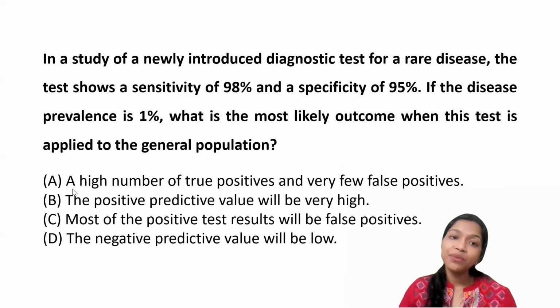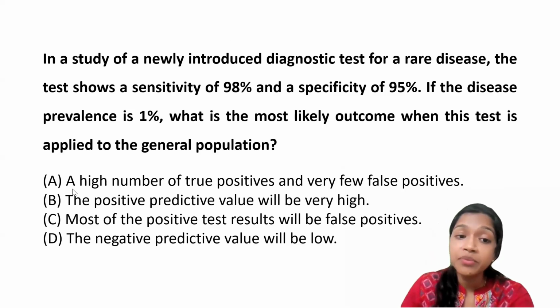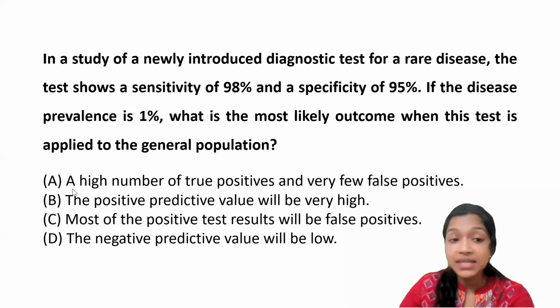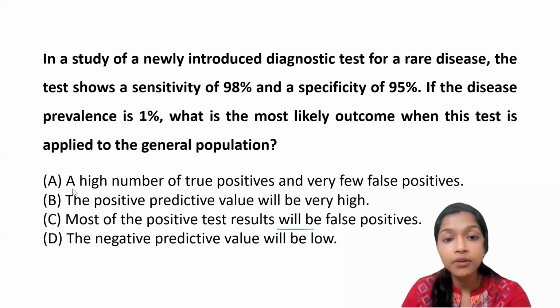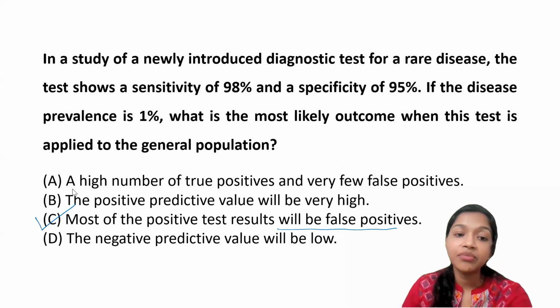So once again, we come back to the question and now we are going to mark the correct answer. Let's read the options again. First was a high number of true positives and very few false positives. Is this correct? No, wrong. B, the positive predictive value will be very high. No, in this situation, it is going to be low. C, most of the positive test results will be false positive. So this is the correct option, right? And negative predictive value will be low. Obviously, we just saw that negative predictive value is very high.